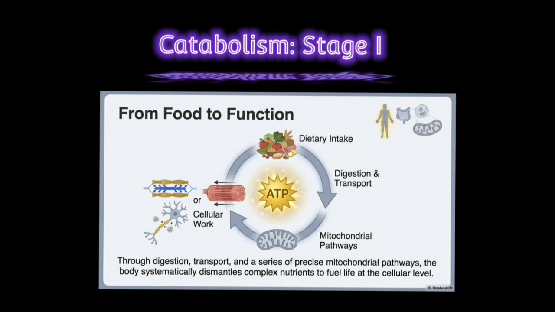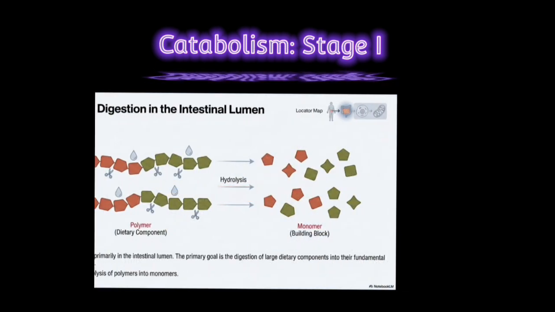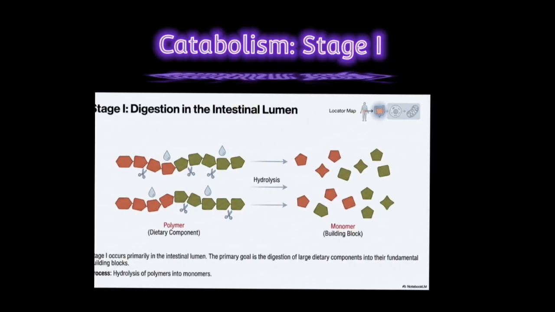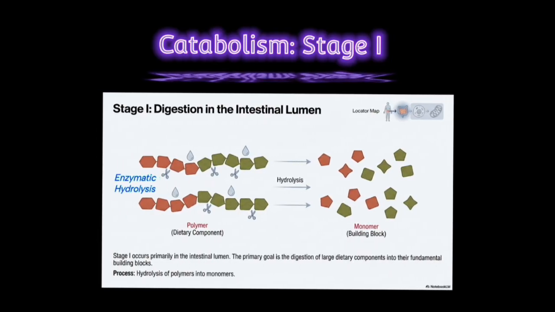Right. And for this audience, we don't need to belabor the point that proteins become amino acids or that polysaccharides become glucose. Everyone knows that. There is a nuance in stage 1 about fats, triacylglycerols, that I think often gets glossed over. This is the part that actually caught my attention.